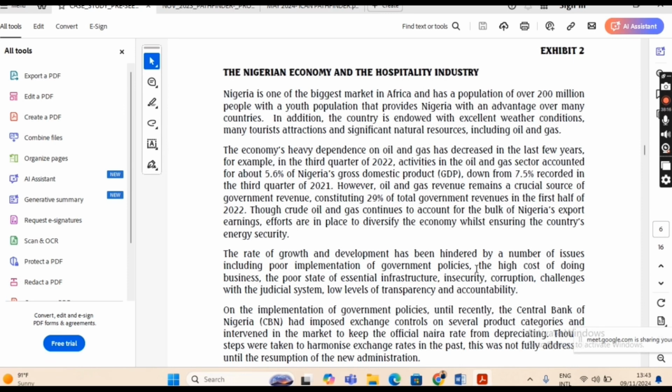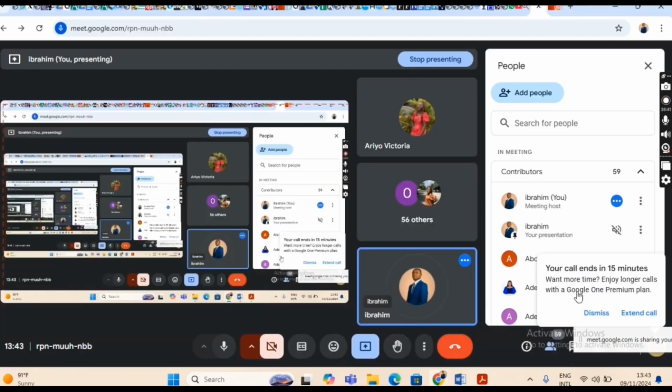Insecurity: you cannot leave the north central, you cannot leave the west or the east and go to the north, maybe northeast or northwest, right? For the insecurity, you look at the corruption in the system, the challenges and all that. So these are the threats to the industry.